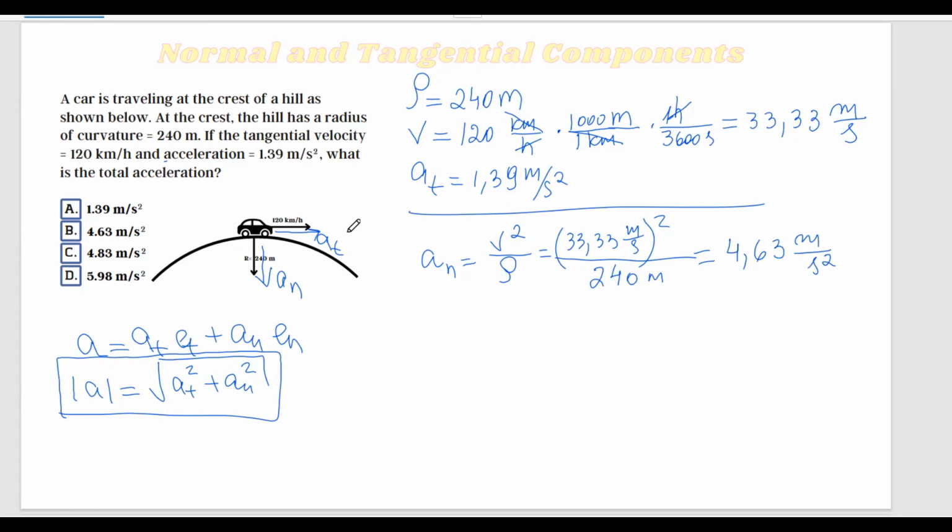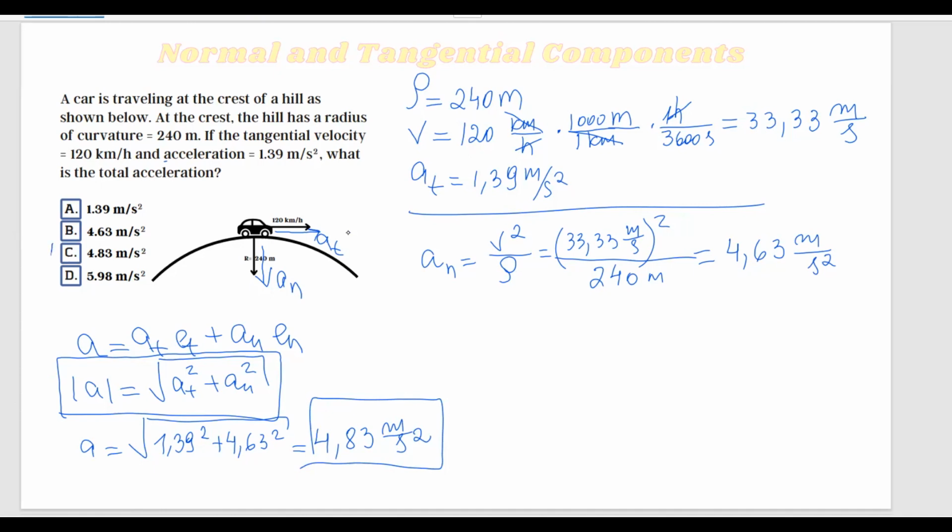So now we have everything we need to calculate the total acceleration. I'm going to come back here and say the total acceleration is equal to the square root of the tangential acceleration, which is 1.39 squared, plus 4.63 squared. And this gives me a total acceleration of 4.83 meters per second squared. And this is the correct answer. So C is the correct answer. All right, now let's move on.